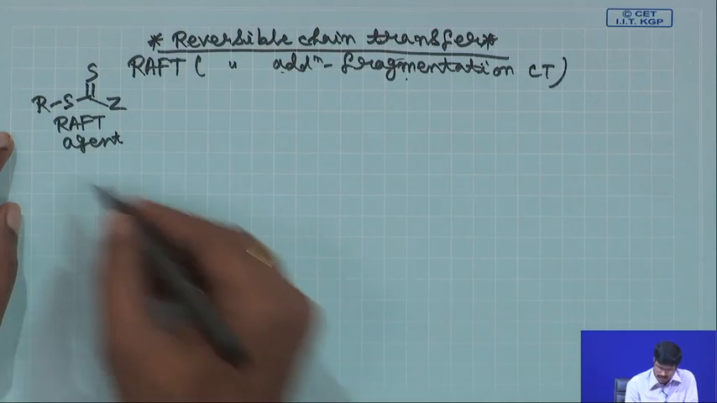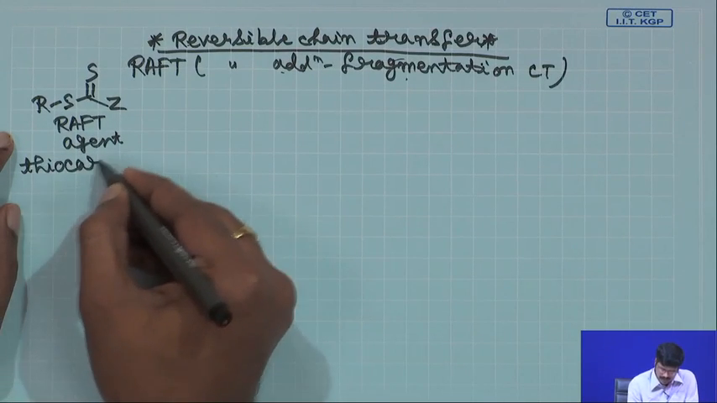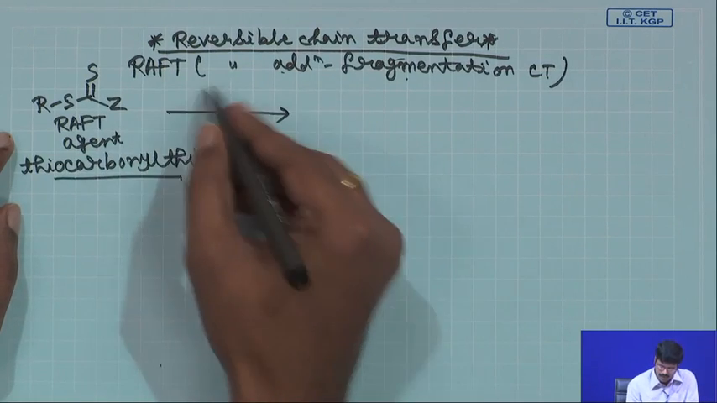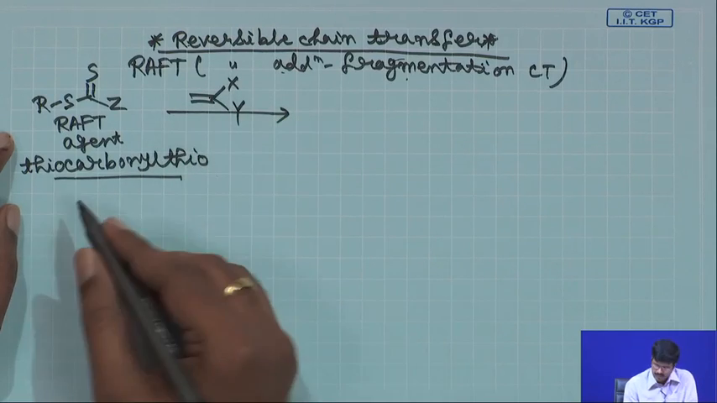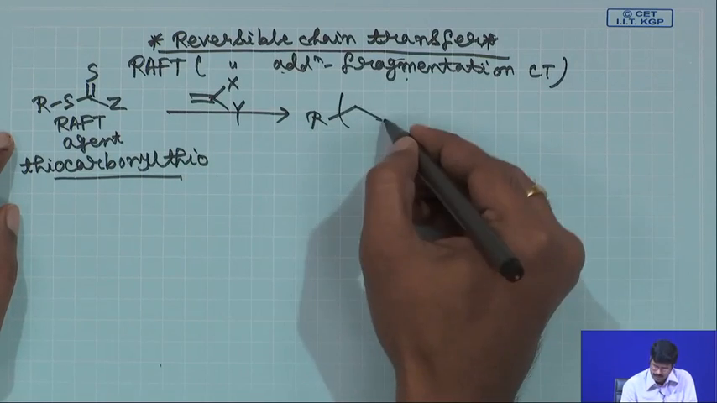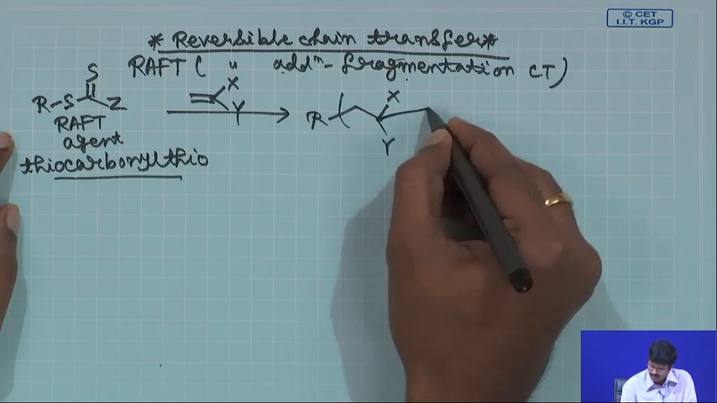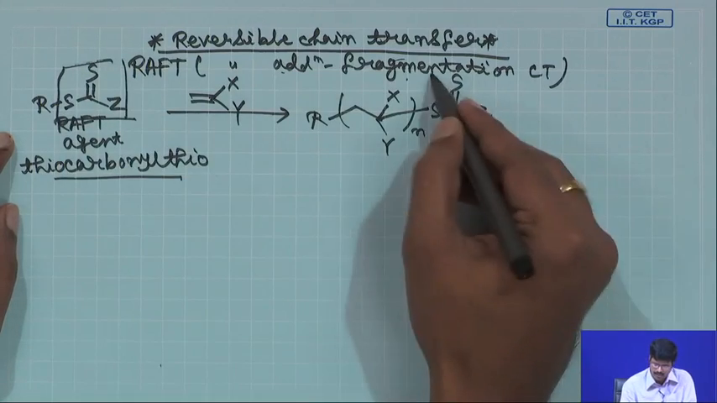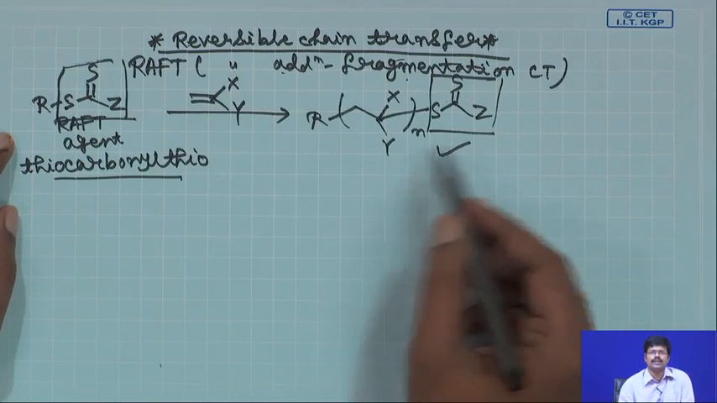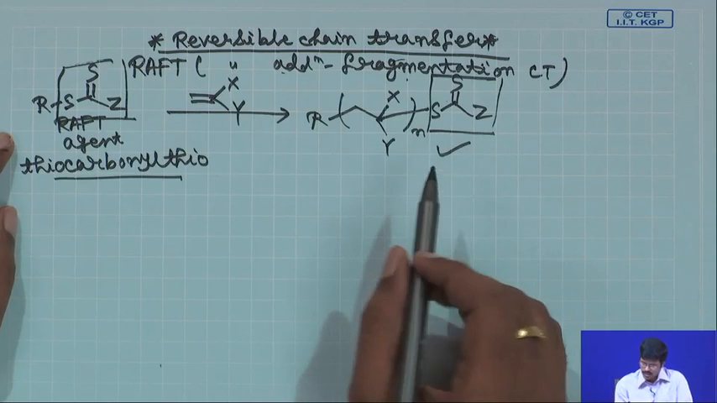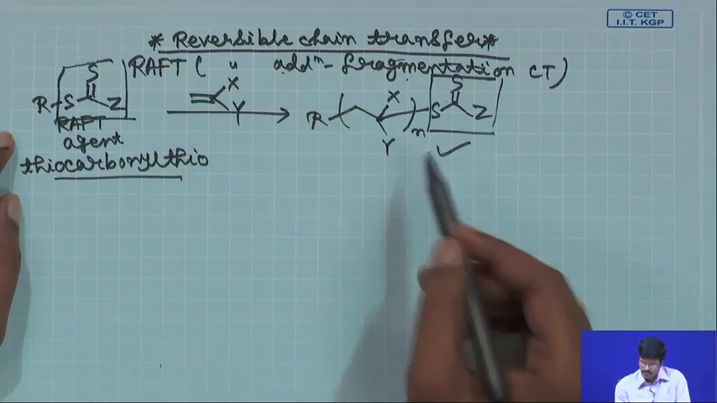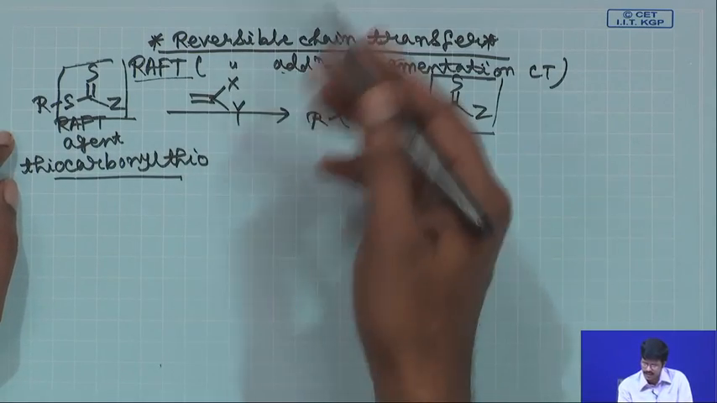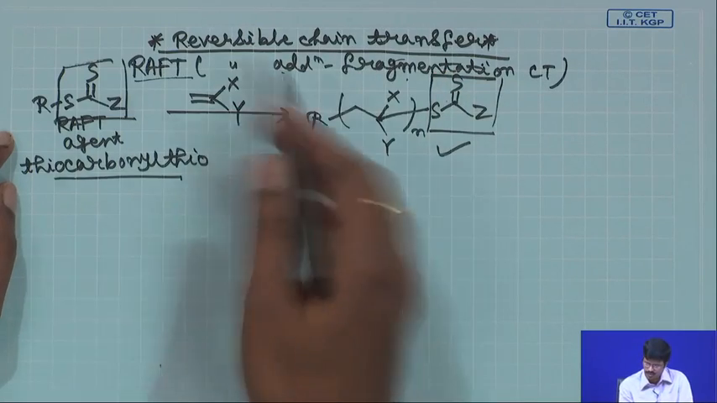This RAFT agent will be a thiocarbonyl thio compound, and you have your monomer that is reacting, a vinyl monomer, and ultimately the product that you will form is something like this. And again then at the end of it you have this thiocarbonyl thio moiety. So, this can be used as a macroinitiator to create another polymeric block after. So, a wide range of functional groups are tolerant to the RAFT process. Say if you have acrylates, acrylamides, acrylonitrile, styrene, butadiene, so on and so forth, all of them can be used.